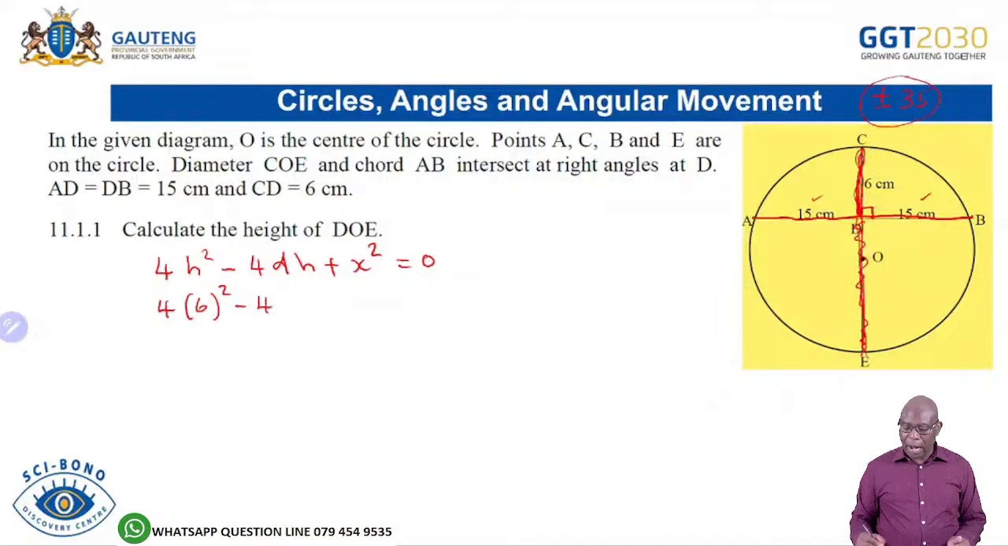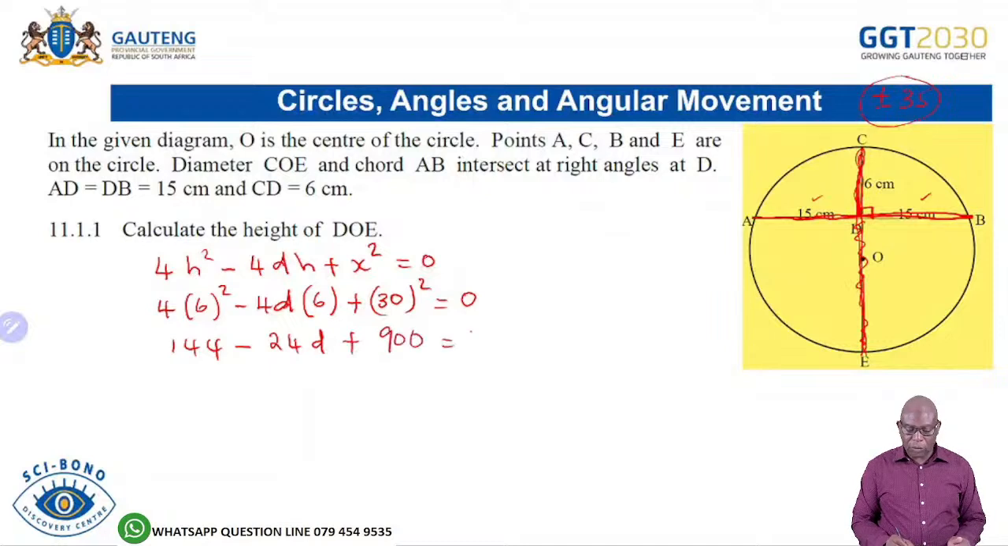Here, I have my diameter, which is D. So do I know what is my diameter? I don't know. But do I know what is my height? Yes, I know. Do I know what is the length of the chord? Yes, I know. 30 squared equals to 0. So now I'm going to have 144 minus 24D plus 900. It's equals to 0.